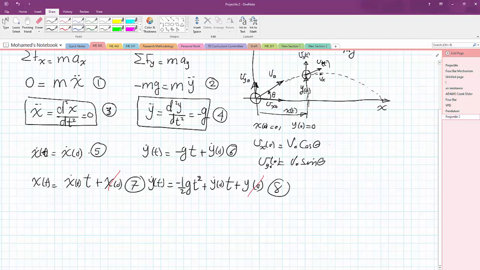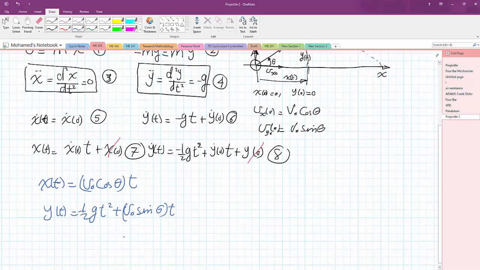So I will have x of t is equal to the initial velocity in the x direction, which is v naught cosine theta, multiplied by t. And y of t, if you substitute the initial velocity here, is v naught sine theta. So you will get minus 1/2 gt squared plus v naught sine theta t.